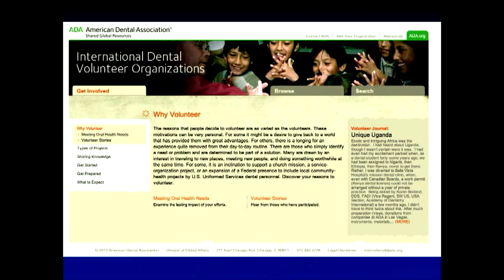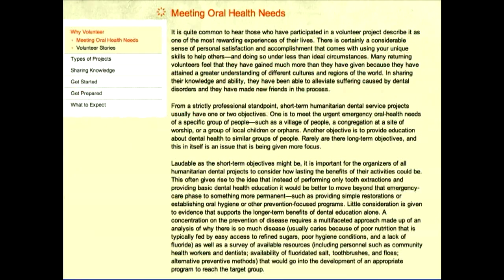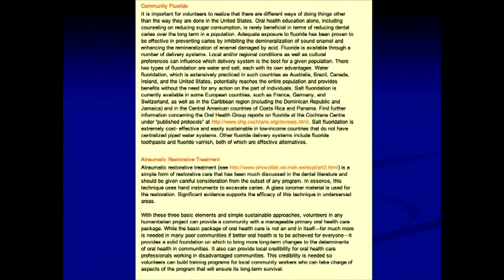Why volunteer? We talked about that. Meeting oral health needs. Again, make sure that whatever project you're involved with is addressing local needs, not our particular wishes. If you want to go pull teeth and that's all you want to do, go find a project that just does oral surgery. That'd be great, but those projects are a dime a dozen, at least in the States. They're all over the place. But if you want to do other types of projects, more long-lasting projects, the Chernobyl project or some of the other things, there are lots of those projects out there as well.